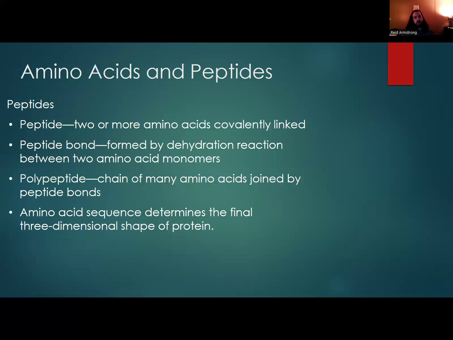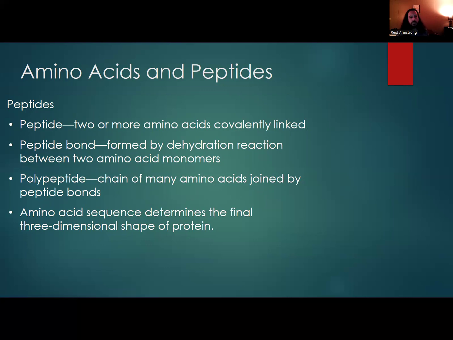Whenever we talk about amino acids, we've got to talk about peptides. Peptides are two or more amino acids that are covalently linked. A peptide bond is formed by a dehydration reaction between two amino acid monomers. Again, with dehydration, you are removing water from the system, and that is creating a bond. A polypeptide is a chain of many amino acids joined by peptide bonds. So again, we're getting into the poly bonds. Poly is going to be three or more. We just have a whole bunch of amino acids that are all linked together.